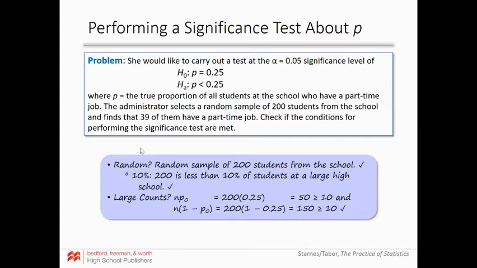For the 10% condition, we're going to use the fact that our sample size, which is 200, is less than 10% of students at a large high school. And for large counts, we are going to use n times p naught, which is 200 times 0.25, which is 50, greater than 10. And the number of failures, n times 1 minus p naught, is 150, which is also larger than 10. So we're good with the large counts. And again, realizing that we are looking at p naught, not p hat.